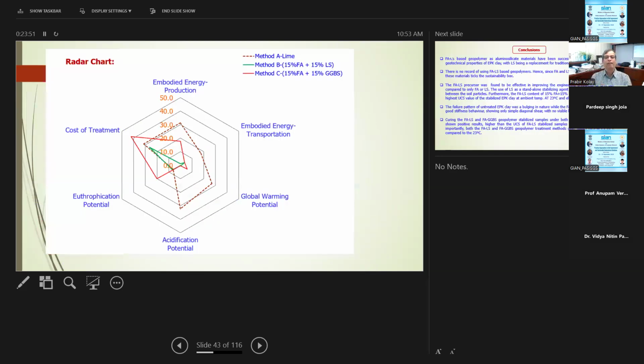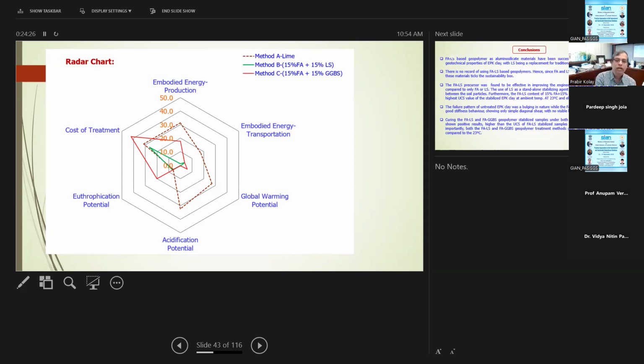So we'll be getting a graph like this, and the radar chart. Most of the time, you see the original one, method A, is using lime, the dotted one. Method B, the green one, uses 15% fly ash and 15% lime sludge. Method C uses 15% fly ash and 15% GGBS. The more area means you are using more energy. So basically in this case, method B, 15% fly ash and 15% lime sludge, is much more sustainable.